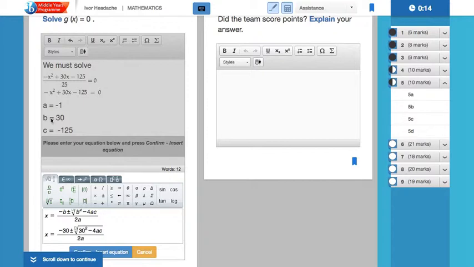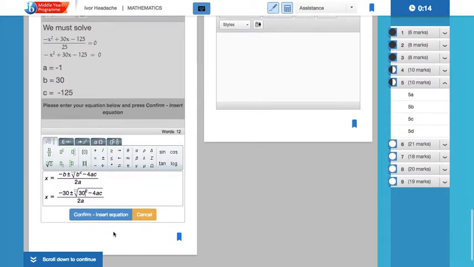30. A was minus 1, so I'm going to change all my a's for minus 1. So that a there I'll just put in a bracket as minus 1, and then that a on the bottom I'm just going to put in a bracket as minus 1, and then c was minus 125, so I'm just going to take that c and replace it for a bracket that says minus 125, and that's all the numbers in. Next I'm going to simplify this, so I'm going to highlight the whole thing and copy paste it and try and simplify it.